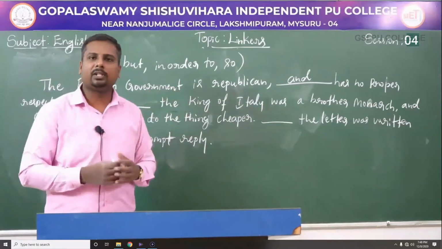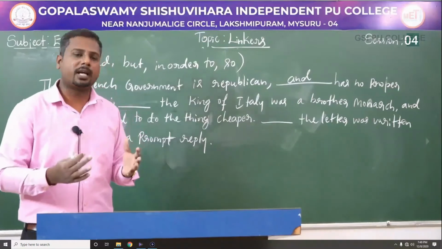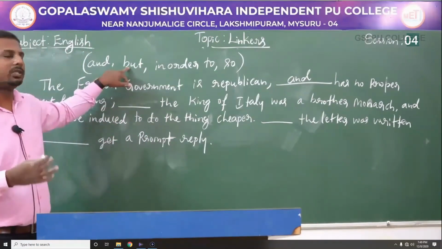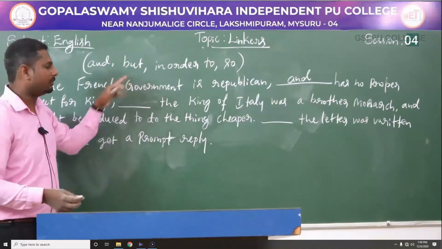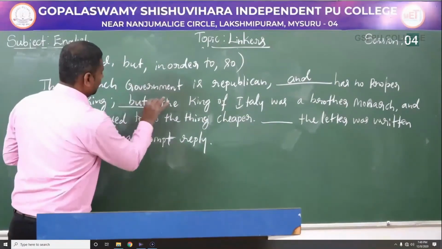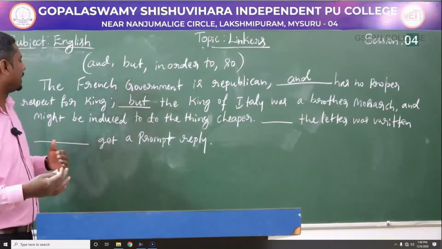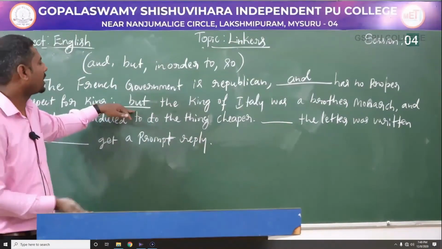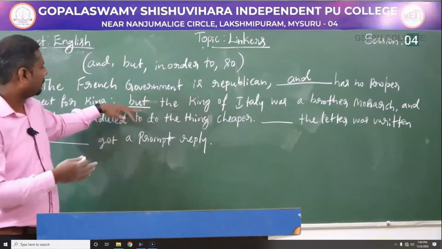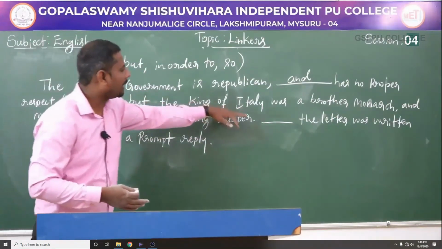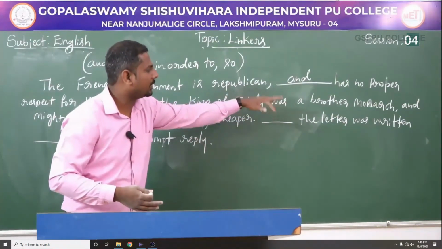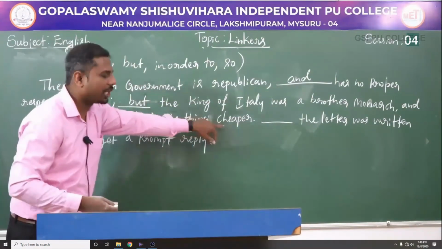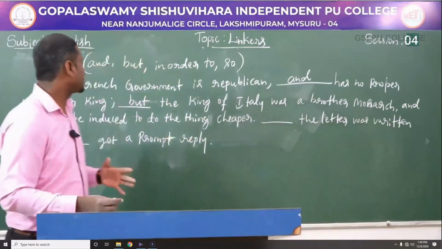What linker do you use to show contrast? You have the linker here, but, which shows contrast. Let us put the word but here. Let us read the sentence again. But, contrast to the previous one, but the king of Italy was a brother monarch and might be induced to do the thing cheaper. So there are 2 ideas here.